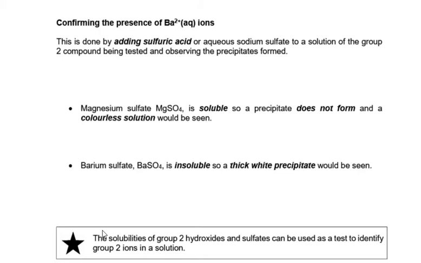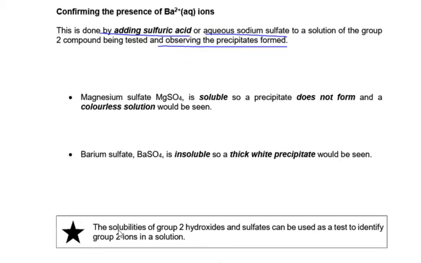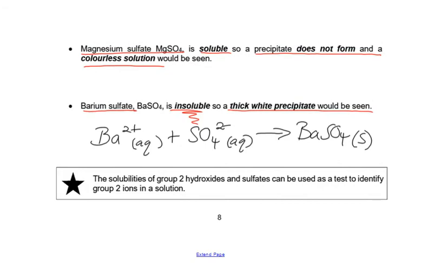This would be done by adding a small amount of sulfuric acid or aqueous sulfate to your solution, and you can observe again if a precipitate is formed. Because we're now looking at the sulfates, remember magnesium sulfate is soluble, so you would not see any precipitate. Whereas barium sulfate, when you make that, is insoluble, so you would indeed see a nice thick white precipitate, so you could tell which one was your barium. Writing an ionic equation for that then, you've got Ba2+ aqueous, that's your ions, plus your sulfate ions, which will come from your sulfuric acid, giving you BaSO4, that's your insoluble white precipitate.